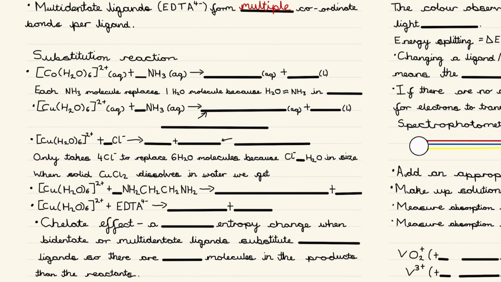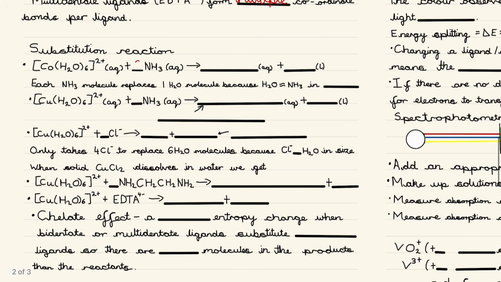So in substitution reactions, the ligand that we're adding replaces the ligand already connected to the central metal ion. So in this case, we're going to replace all of the water molecules with 6 molecules of ammonia, and that gets us... each ammonia molecule replaces one water molecule because water and ammonia are similar in size.